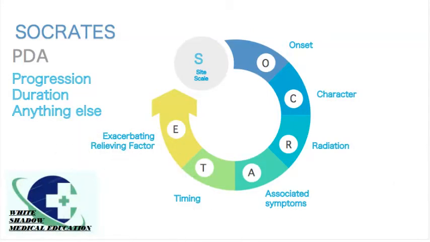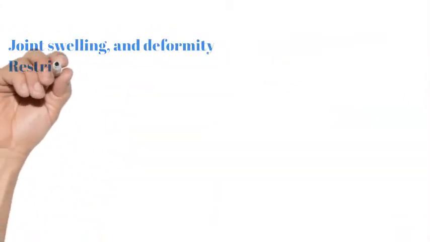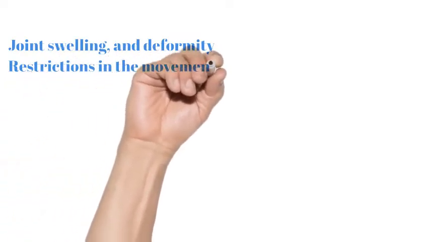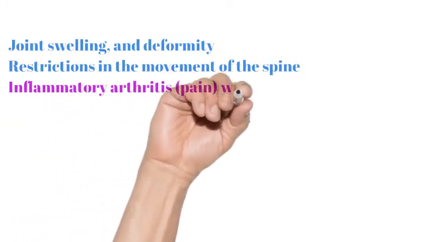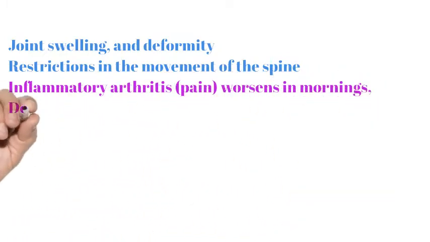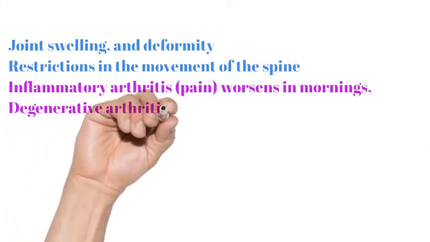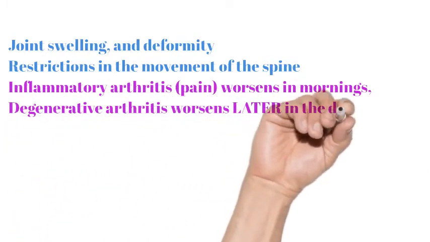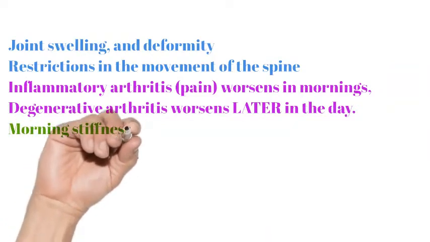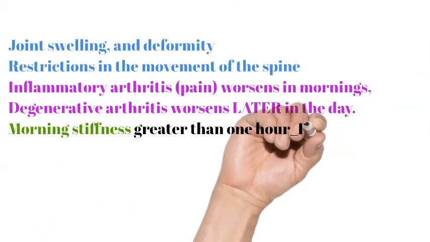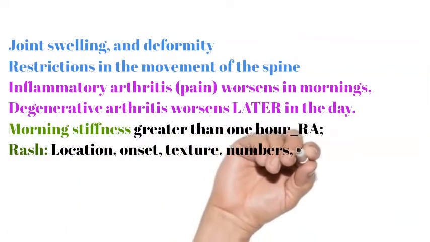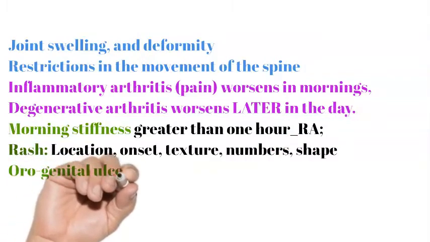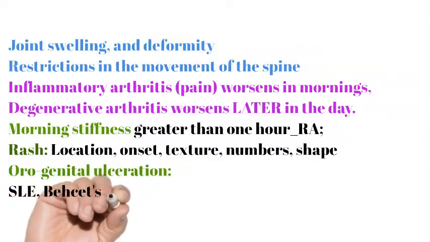Associated symptoms: ask for any morning stiffness, joint pains, swelling, and deformity. Any restrictions in the range of movement of the spine, or any painful eyes, blurring vision, and ask, does the light hurt you? Let's ask about the details of these associations. Firstly, check for the presence of joint pain in timing. Are they most painful first thing in the morning or later in the day? Pain due to inflammatory arthritis worsens in the mornings, whereas pain due to degenerative conditions progresses throughout the day.